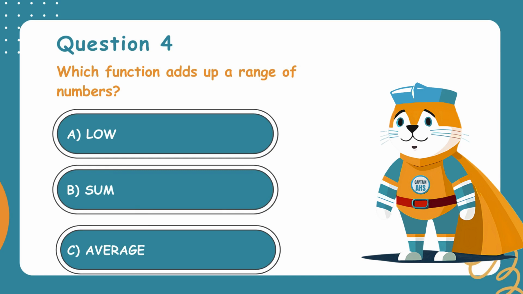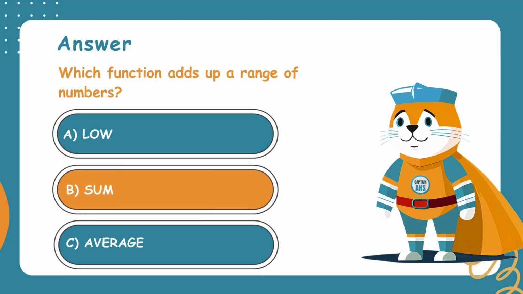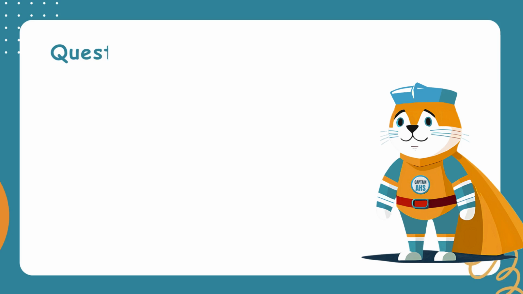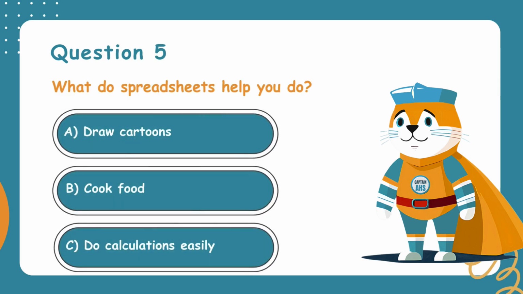Which function adds up a range of numbers? Option A, low. Option B, sum. Option C, average. Option C, sum.